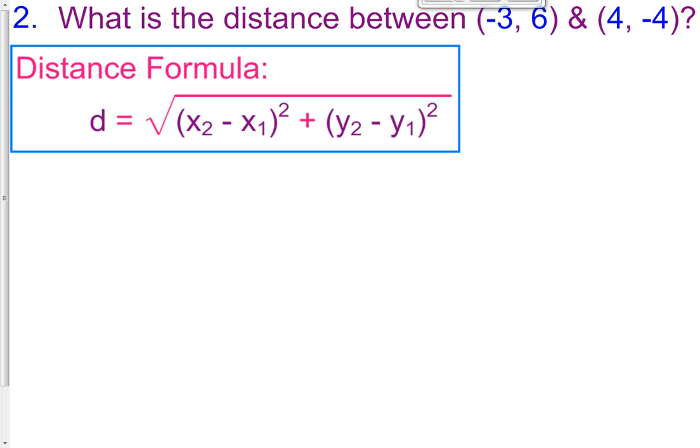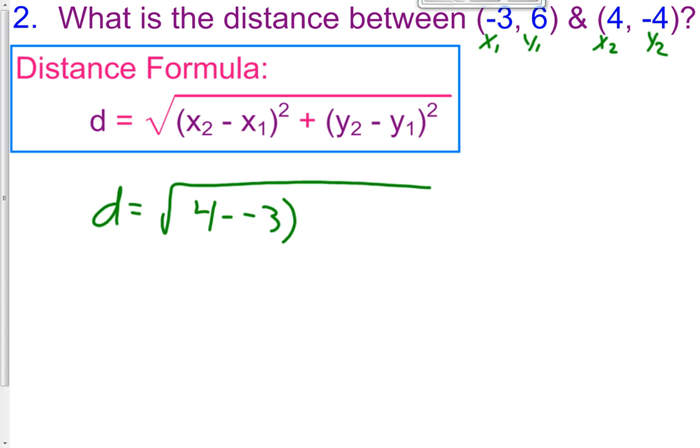Let's practice problem number 2. We're going to find the distance between these 2 points. If we label this one (x1, y1) and label this one (x2, y2), now it's as simple as putting it into our formula. The distance equals the square root of the subtracted x's, 4 minus negative 3, that quantity squared, plus y2 minus y1, negative 4 minus 6, that quantity squared.